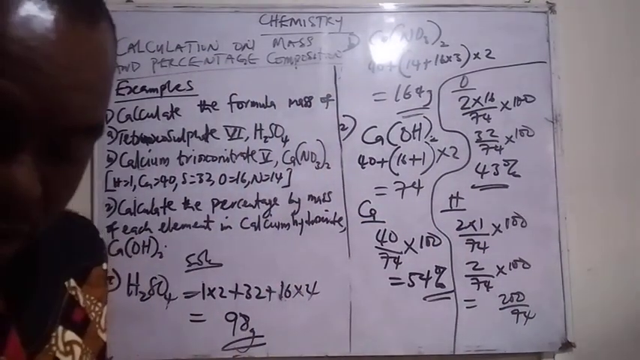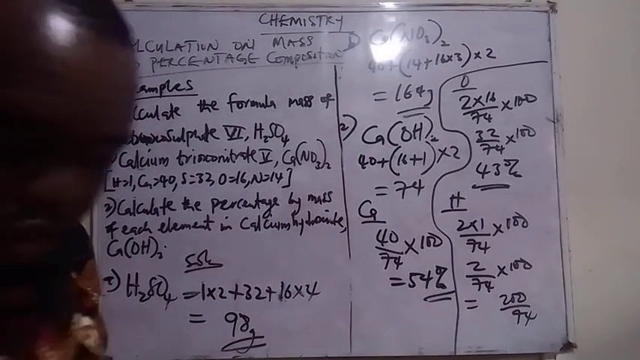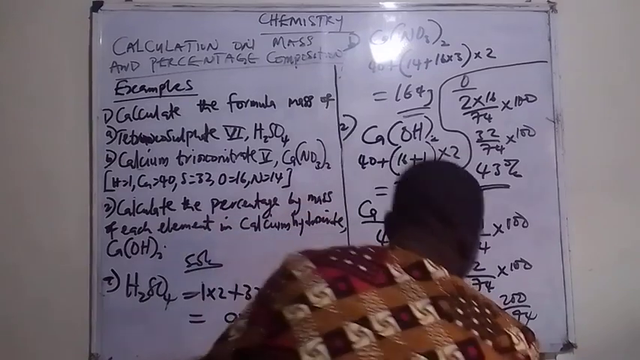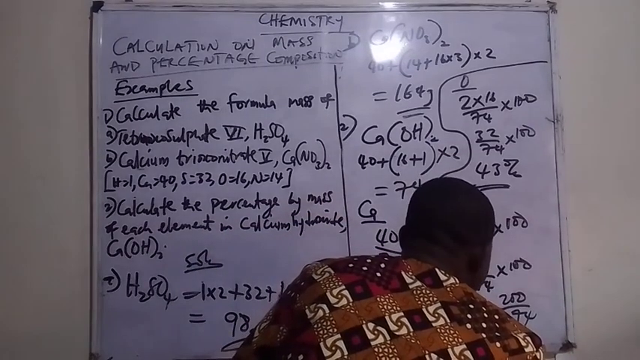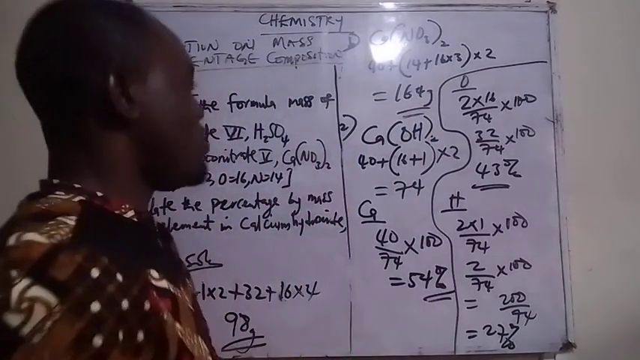So from here, you now have 200 divided by 74. The answer will be 2.7. Our answer will be 2.7%. Now let's check if our answer is truly correct.